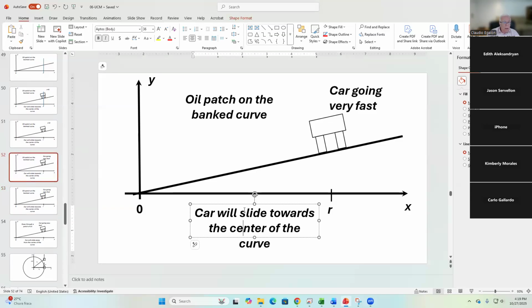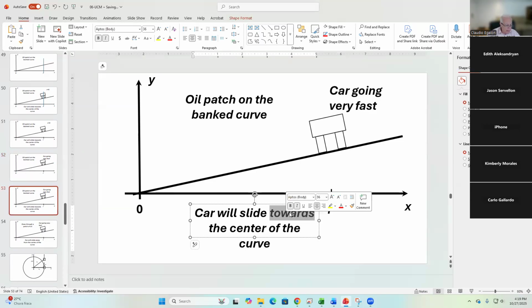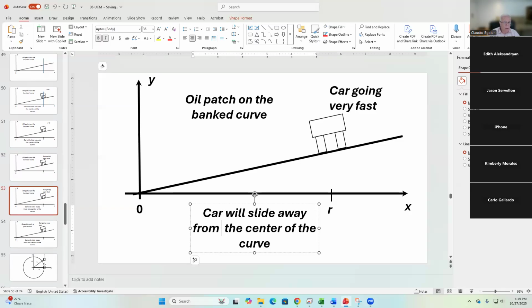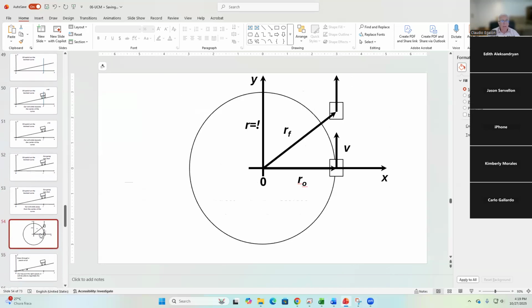Okay, I need to erase this one. Car will slide away from the center of the curve. That's what you should expect, okay? And then we have everything else in between. Here you go. That's the situation for the banked curve, for the case of the car going too fast in the banked curve, moving away from the center. It is at a point here at a given distance from the center. A little bit later on, it will be further away from the center, and so on, okay?